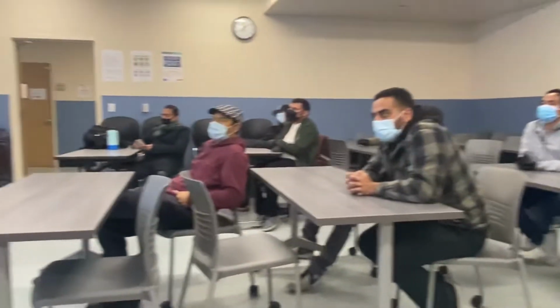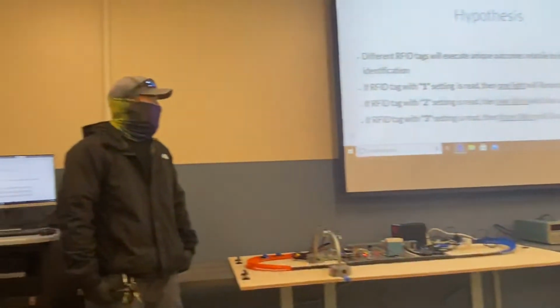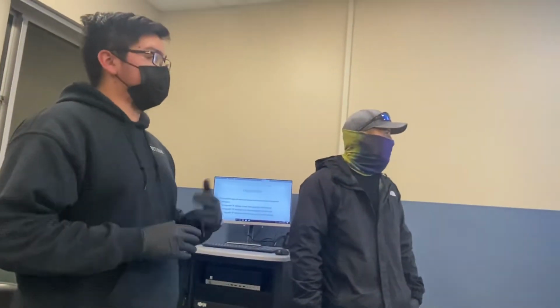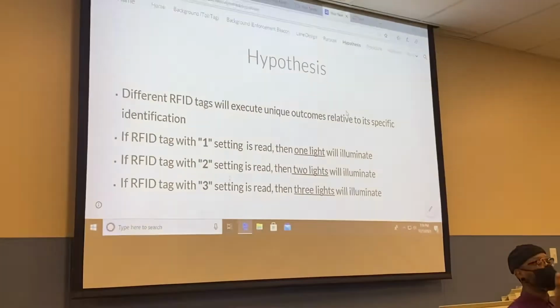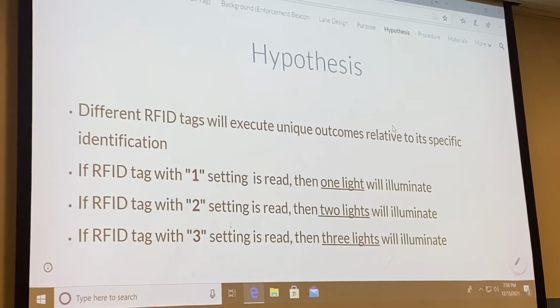With different RFID tags, we'll execute unique outcomes. So for example, with our project, RFID tag setting 1 will have the first light emulate, RFID tag 2 will have 2 lights emulate, and RFID tag 3 will have 3 lights emulate, alongside a buzzer for each tag that the RFID tag passes through.